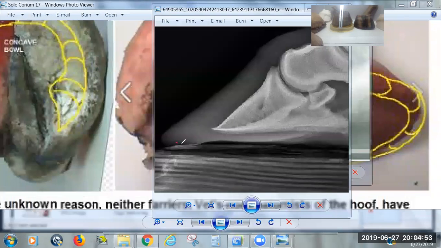The sole is just out there not doing what it should. It should be under here, at least right here. So hopefully that farrier will help you with that. And so, putting shoes on him, how's he doing?